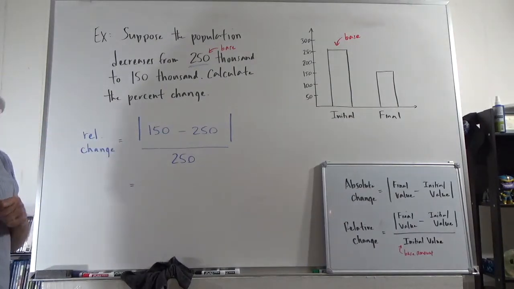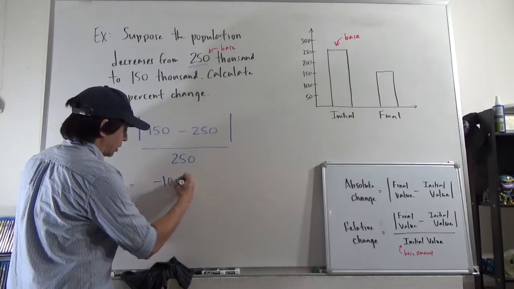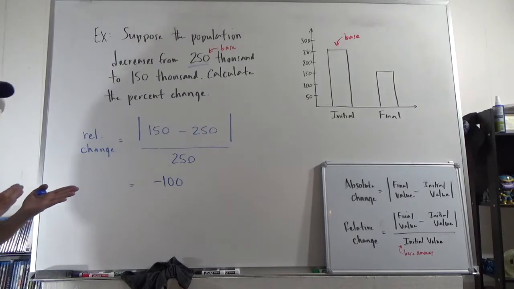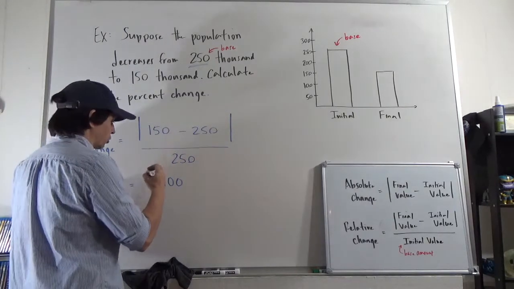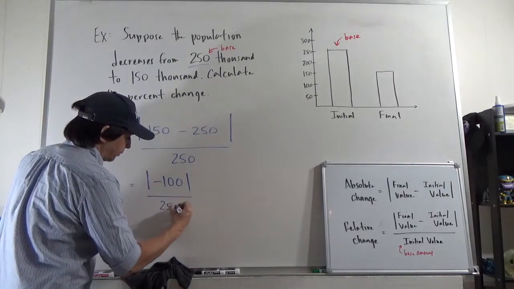150 minus 250. You do it on your calculator and you get negative 100. Now again, we do not keep that negative. It does indicate it's a decrease when you get a negative from final minus initial. But we're going to take the absolute value. And then we'll divide it by 250.